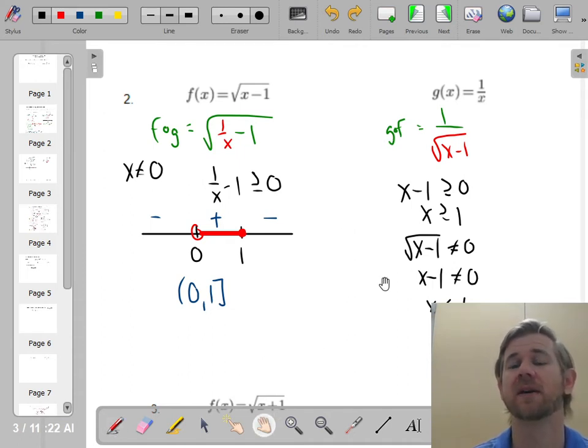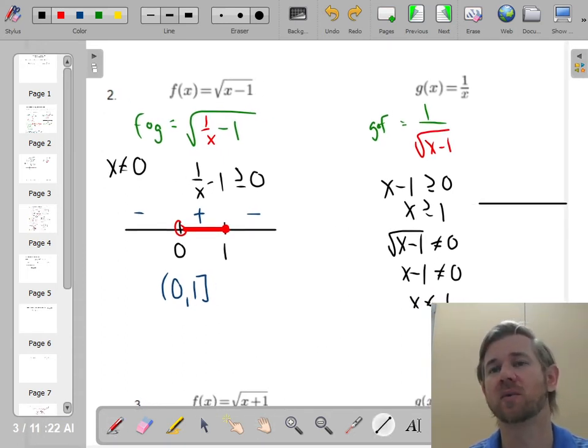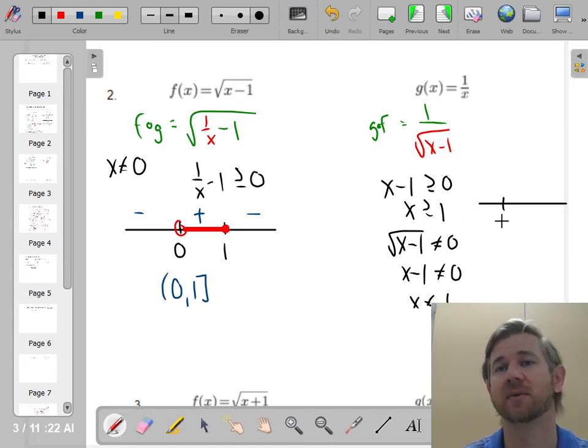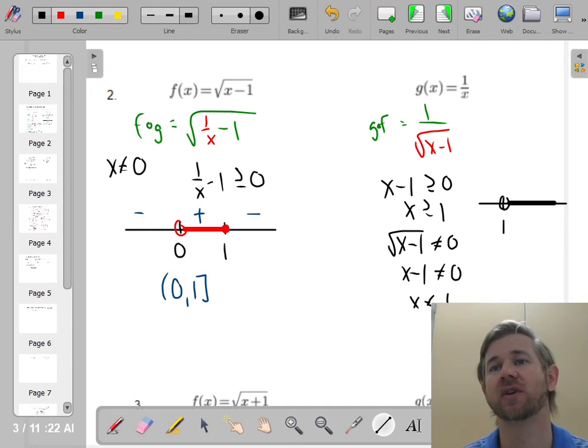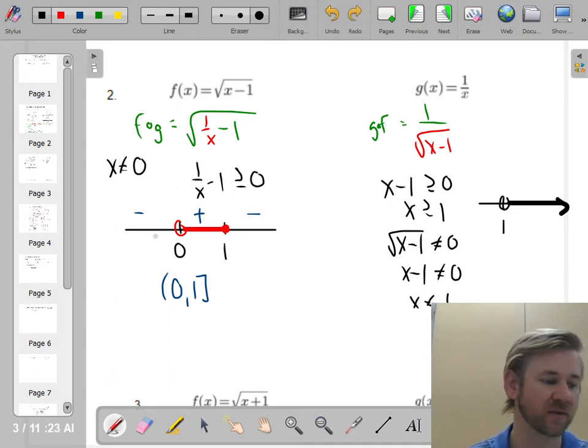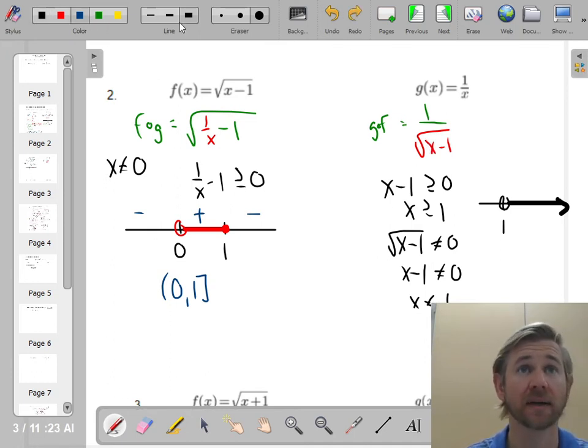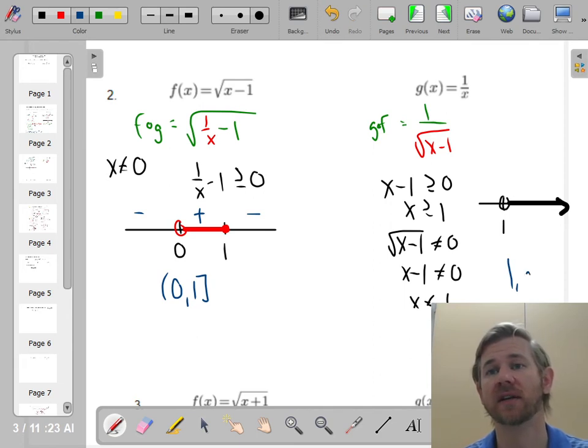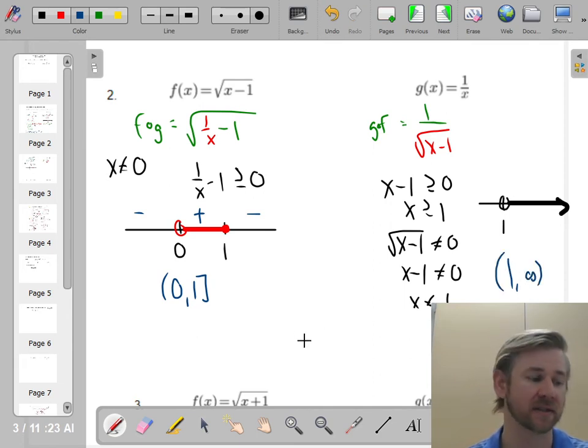So we're actually going to pick all the numbers that are greater than or equal to 1, but then we're going to toss 1 out. So we're just going to say, actually, no, not all of them, the ones that are strictly greater than 1. Since the radical is in the denominator in your composite function, you have to kick 1 out, because 1 would mean you would be dividing by 0. So it's just going to be from 1 to infinity in interval notation, and those are both parentheses.